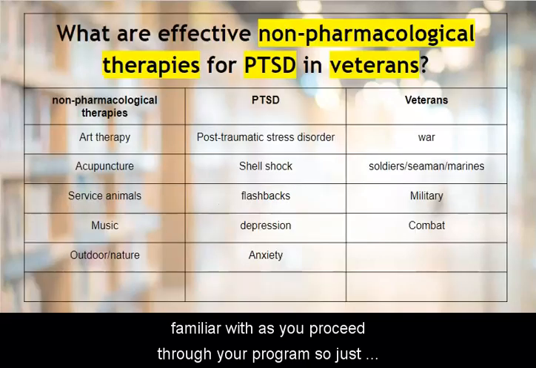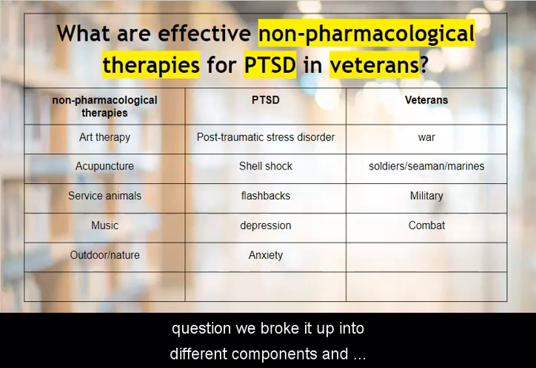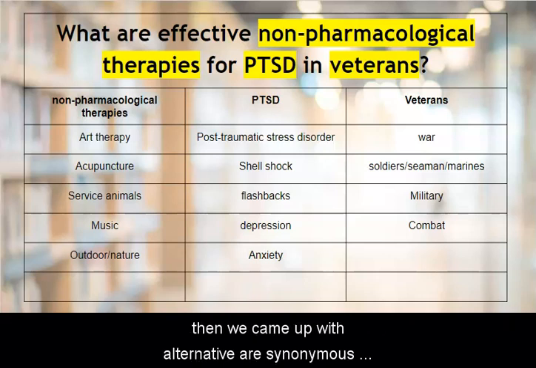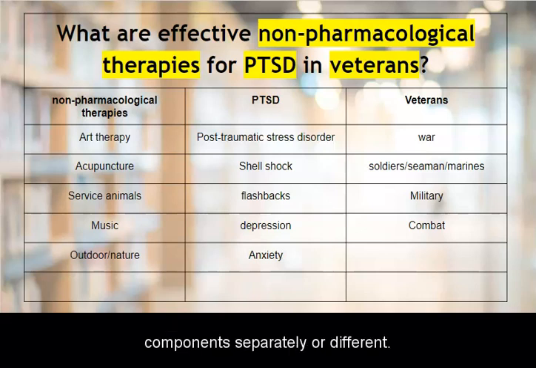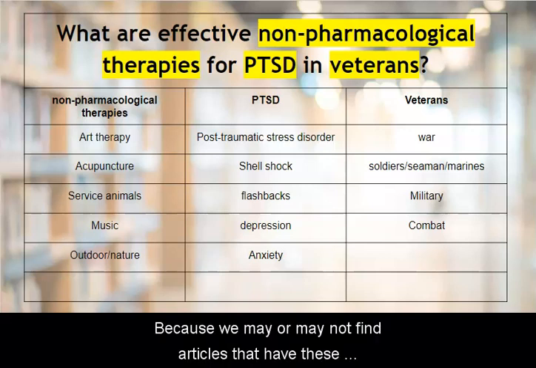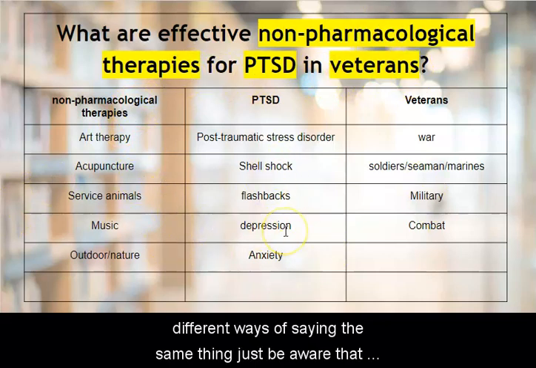So just as a reminder, we previously had my fake research question. We broke it up into different components, and then we came up with alternative or synonymous or related ways of talking about each of those components separately, because we may or may not find articles that have these three phrases in them. So we need to come up with different ways of saying the same thing.